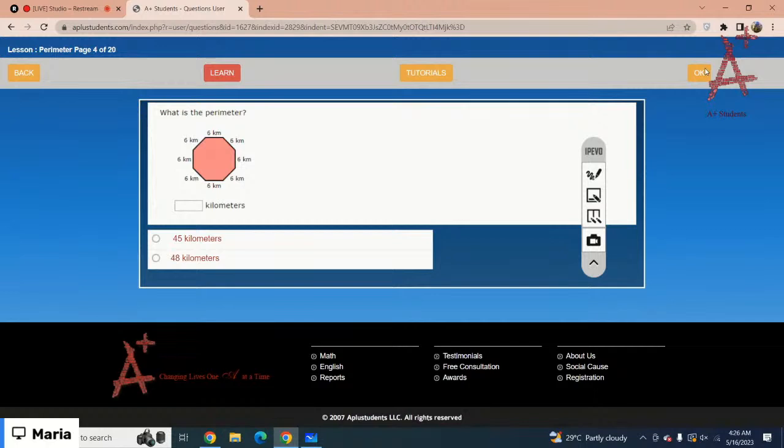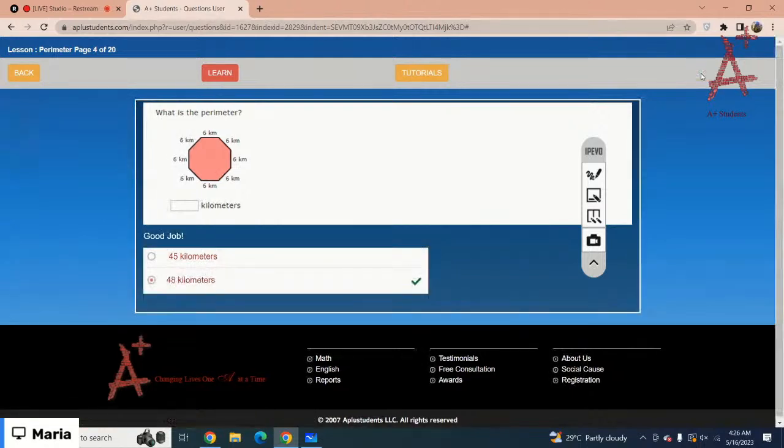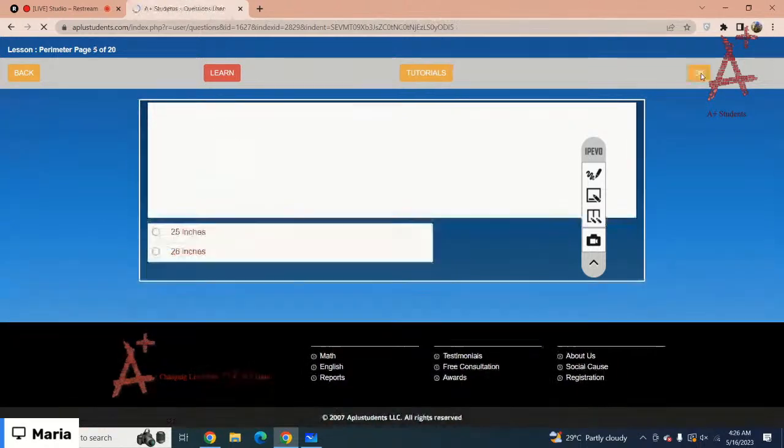It would be 48 kilometers. 8 sides, and 6 times 8 makes 48. So it would be 48 kilometers. Okay, you can complete the test by yourself later today. Let me just move on to the next lesson.